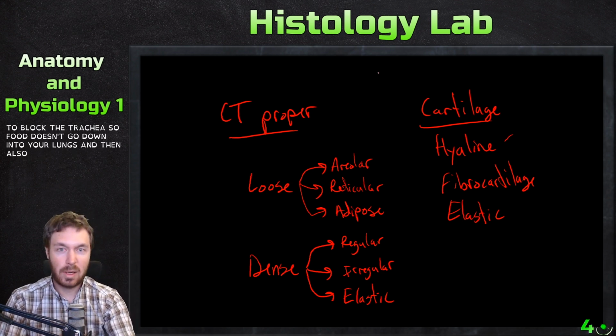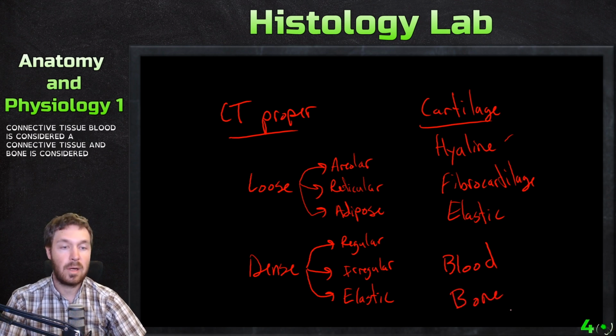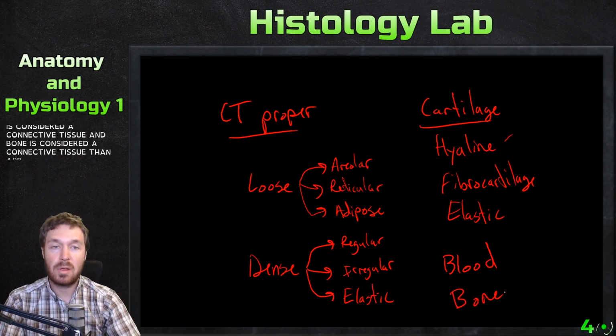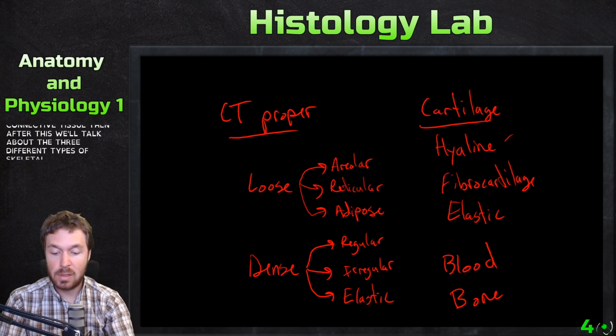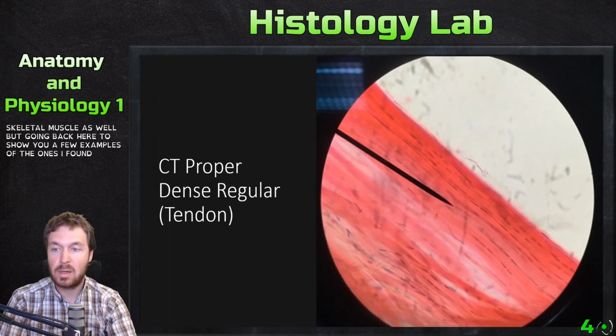And then also part of the connective tissue, blood is considered a connective tissue, and bone is considered a connective tissue. Then after this, we'll talk about the three different types of skeletal muscle as well. But going back here to show a few examples of the ones I found in the classroom.